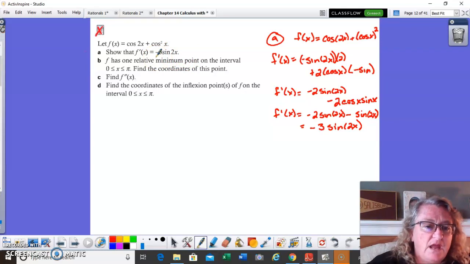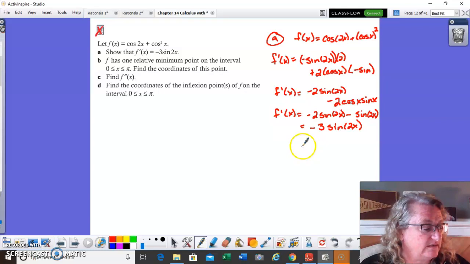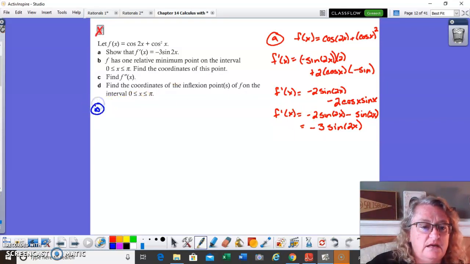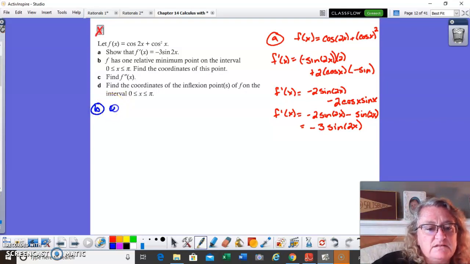All right, so the function has one relative minimum point on the interval from 0 to pi. Find the coordinates of that. Okay, so that relative minimum is going to happen when my first derivative is equal to 0, correct? So for part B, I'm going to say 0 is equal to negative 3 sine of 2x. Divide both sides by negative 3. I've got 0 equals the sine of 2x.